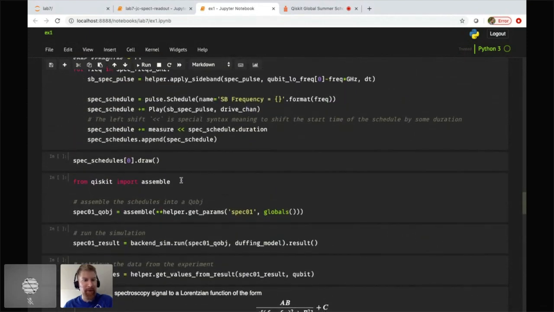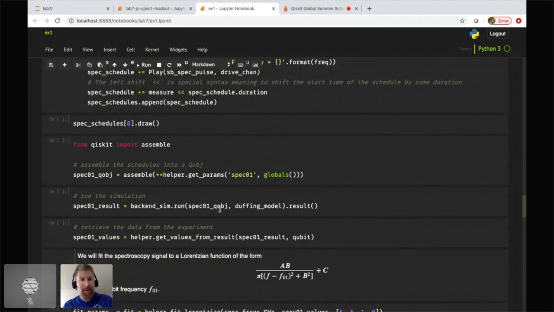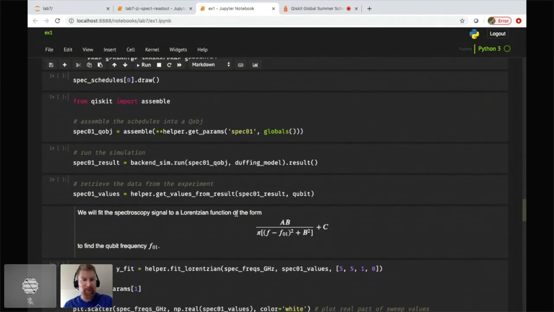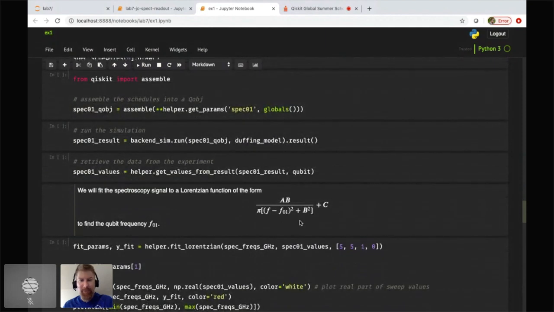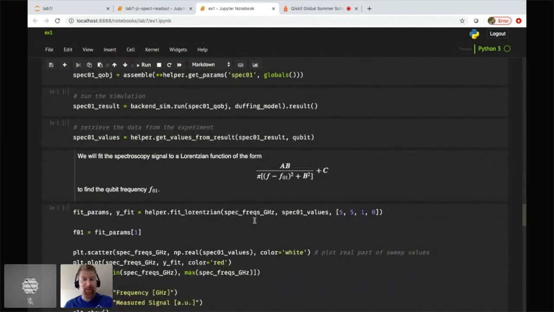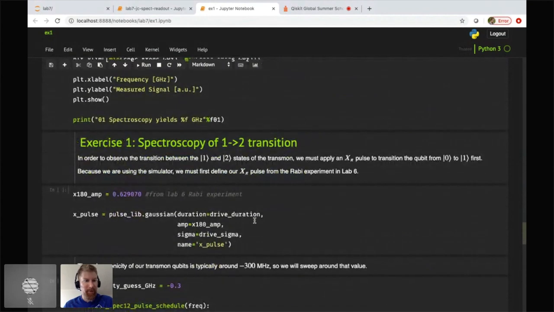And you're going to draw it, and you can check it out, and then you're going to assemble a quantum object called spec01. Because this is an actual transmon now, or this is a Duffing oscillator, which has higher order levels, because it's an anharmonic oscillator, as you saw before. Then we're going to run it on the oscillator, and we're going to take those values and fit them to a Lorentzian function, which is a function of this form. And by fitting the data to this form, we can extract the f01 parameter, which is the 0-1 transition frequency. And all that's completely done for you.